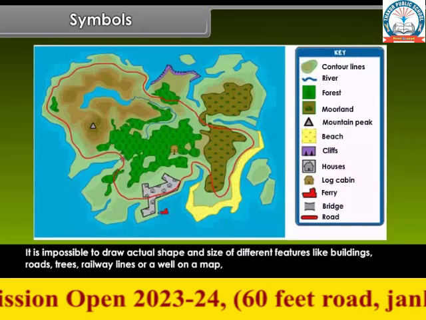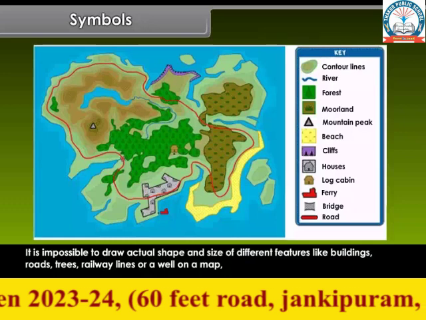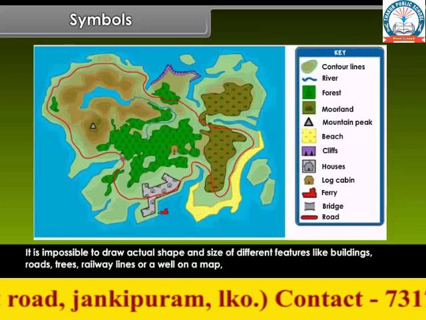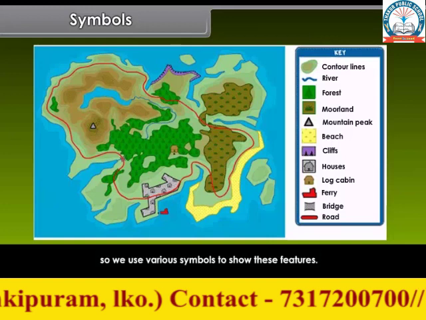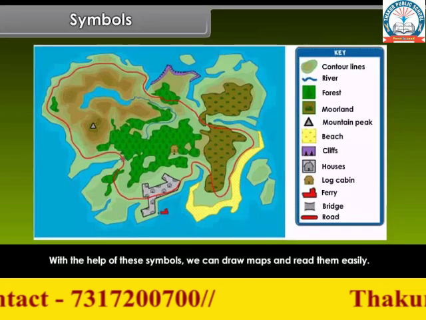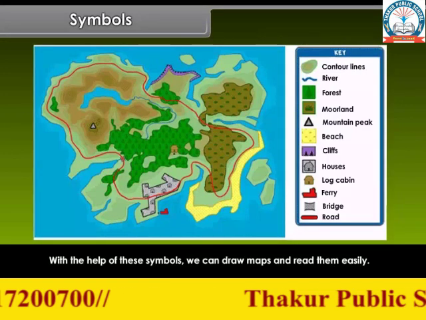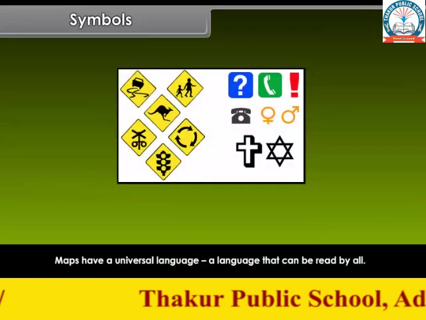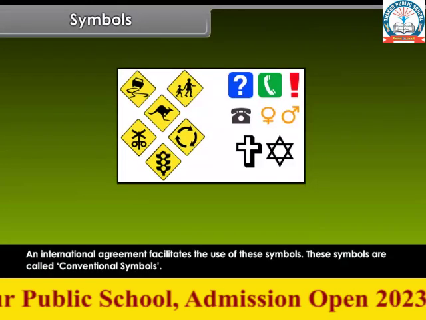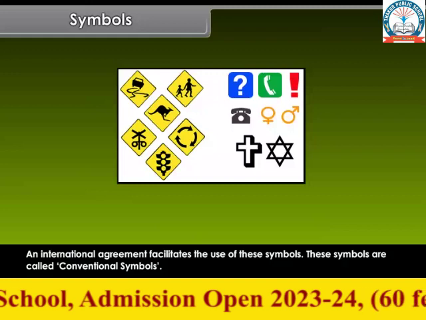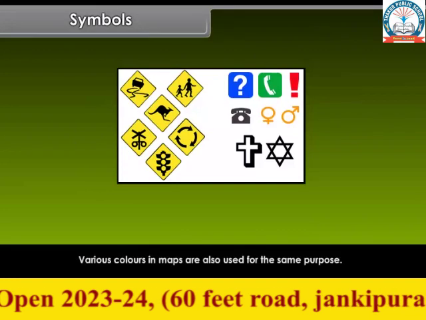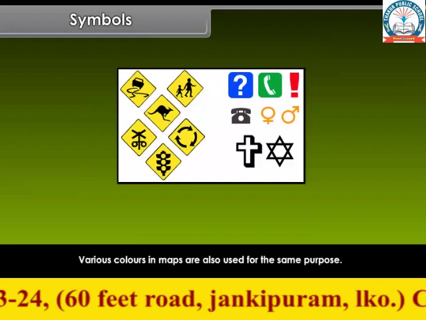Symbols. It is impossible to draw actual shape and size of different features like buildings, roads, trees, railway lines, or a well on a map. So, we use various symbols to show these features. With the help of these symbols, we can draw maps and read them easily. Maps have a universal language, a language that can be read by all. An international agreement facilitates the use of these symbols. These symbols are called conventional symbols. Various colors in maps are also used for the same purpose.